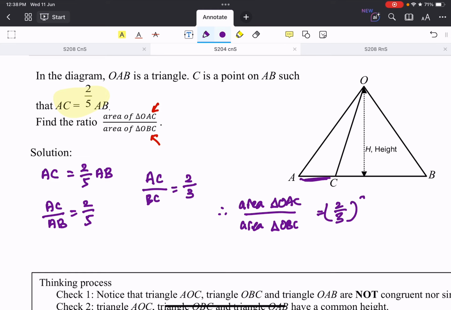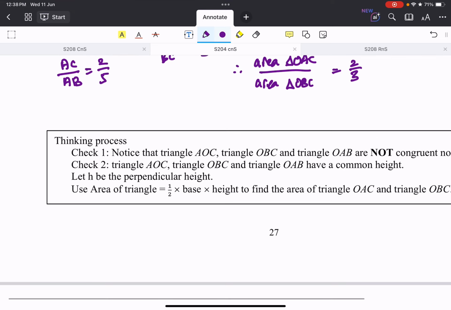And do I square it? No, I don't, because this is a common height, and this is not a similar triangle. So you have to be careful when solving this kind of question. So there we go. The solution is 2/3.